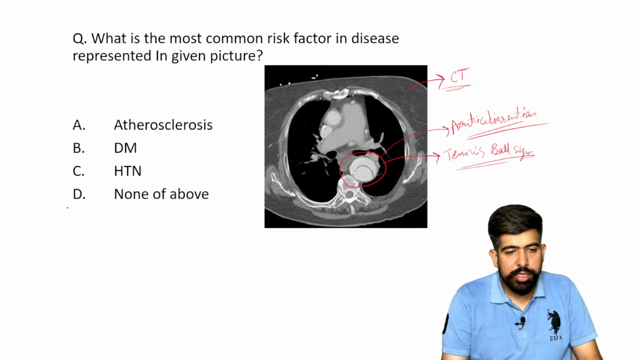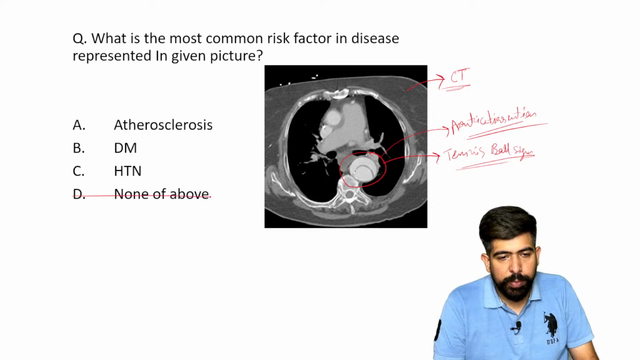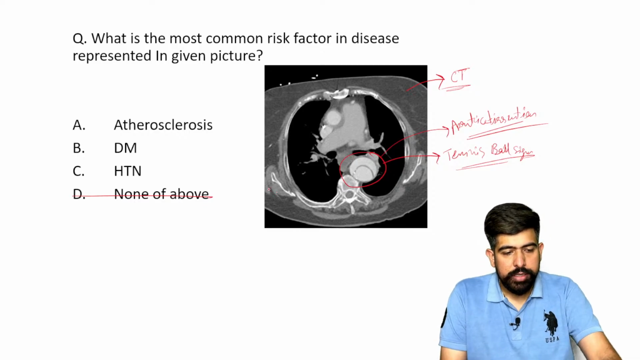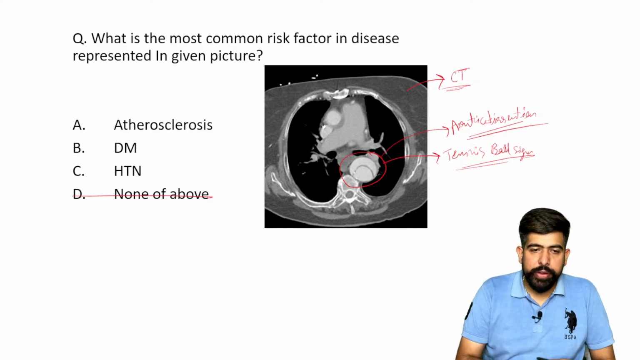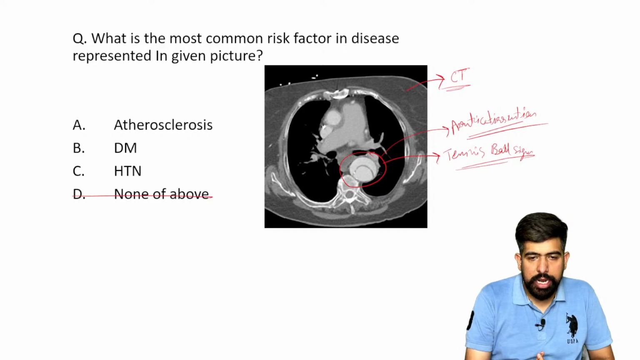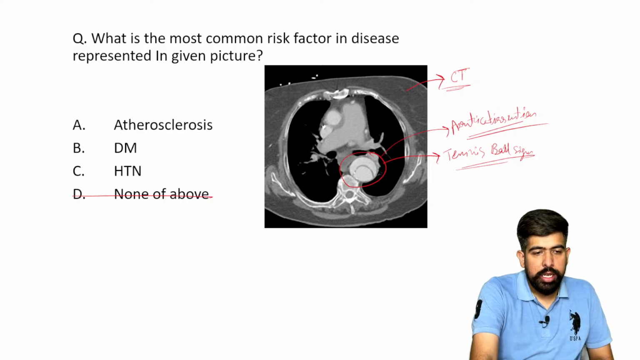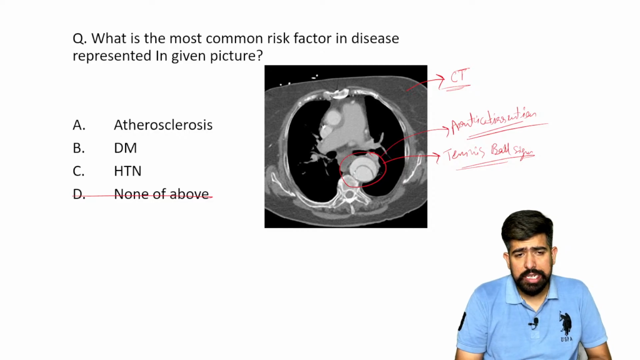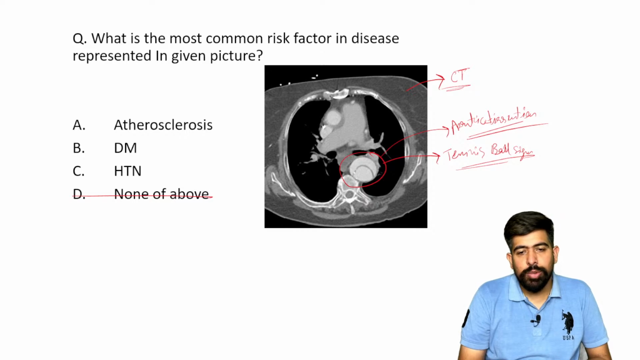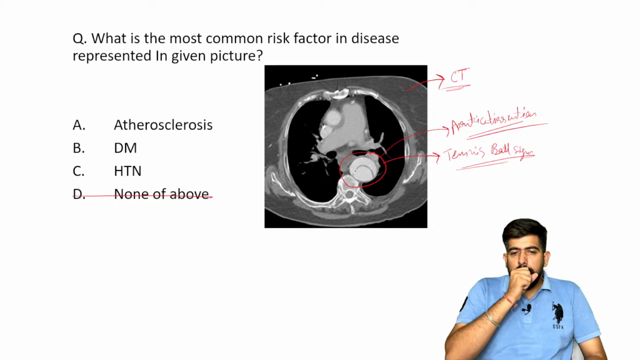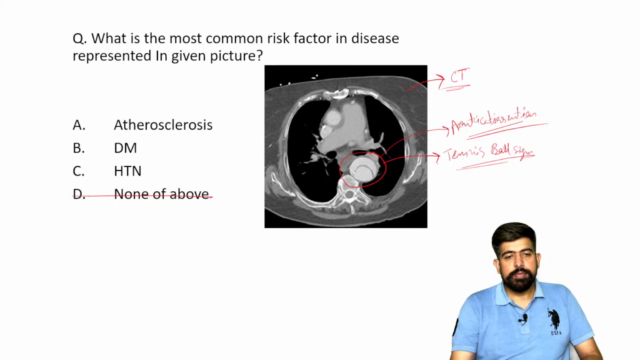I think it is not the possible answer for you. So just try to reply to me out of these three. I'm waiting for your answers, guys. What can be the possible answer? I hope if you studied aortic dissection, you studied the most common risk factor. Atherosclerosis is not the most common, doctors. Very good.